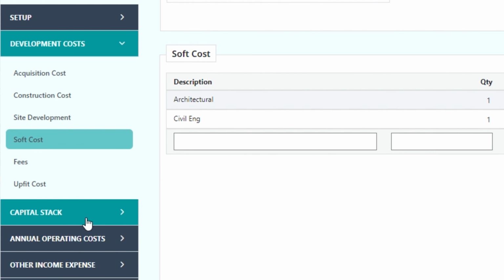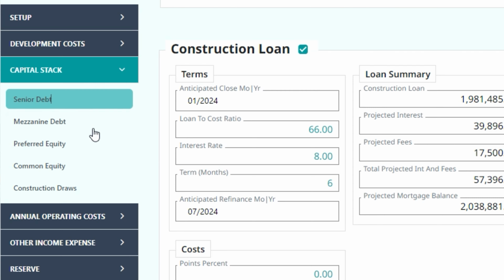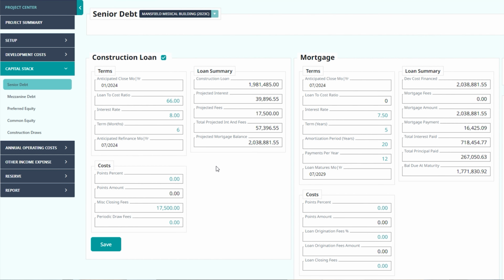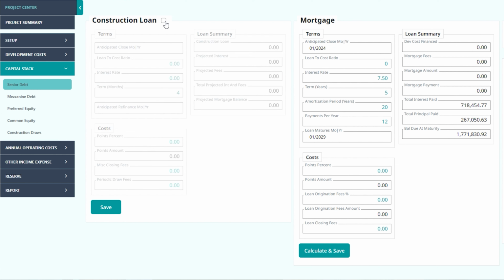Then I go into my capital stack. Now you see I've got it in order of the preference of how it would be used, from high to low. So we've got senior debt here, and in this particular example I've got a construction loan and I've got a long-term mortgage. If I didn't have a construction loan, if it was just an acquisition, I would just turn off this feature right here and it would go straight into your long-term mortgage.